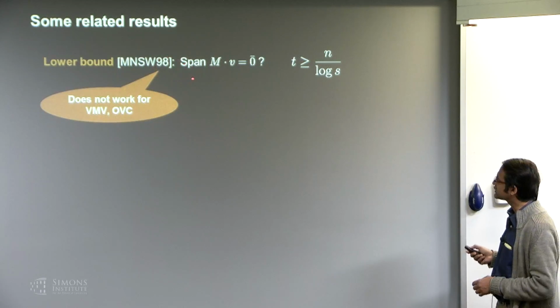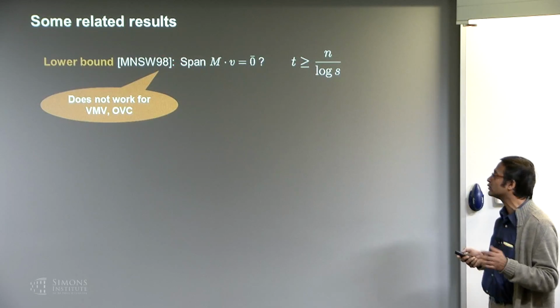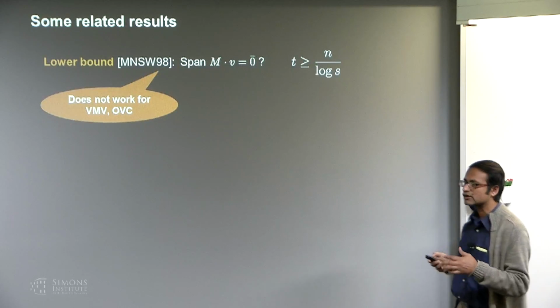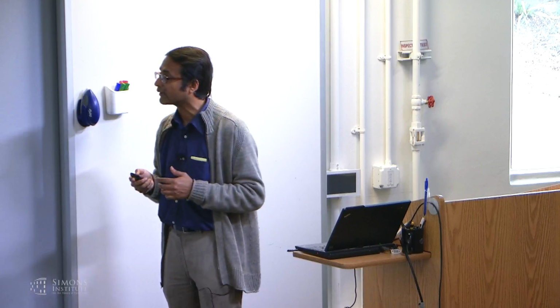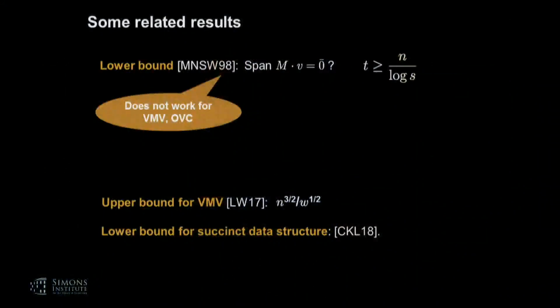And this method that they used, which I will come to very soon, called the richness technique, does not seem to quite work for vector matrix vector product or orthogonal vector counting. So in another very recent work, Kasper and Ryan showed that for the vector matrix vector product, in fact, you can solve it quite efficiently, because naively you would think that you need n squared, but they showed that this can be done in n to the 3/2 over square root of w.